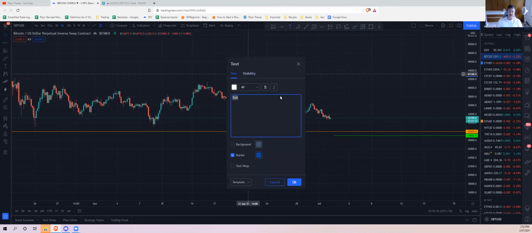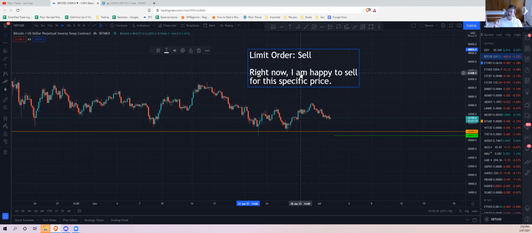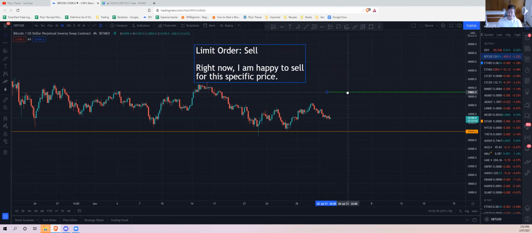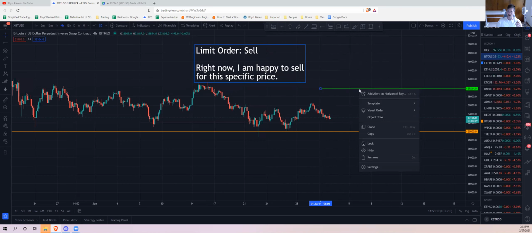So what a limit sell does is it says right now I'm happy to sell for this specific price, right? Right now I'm happy to sell for 29,000. So if you're selling below current price, it's going to automatically fill because you're telling the exchange that you're happy to take that price and it's got buyers above that price. Whereas if you put it above current price, then it won't fill because you're saying I'm happy to sell for, let's say 40,000, but there's no buyers at 40,000, right? Currently the buyers are at 32,000. So until price gets pushed up there, your order will just sit there waiting.